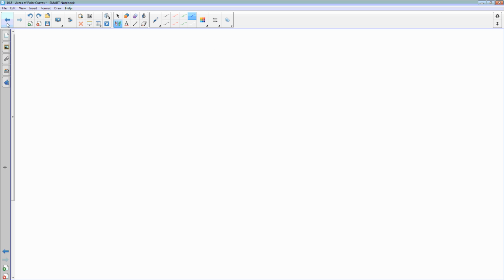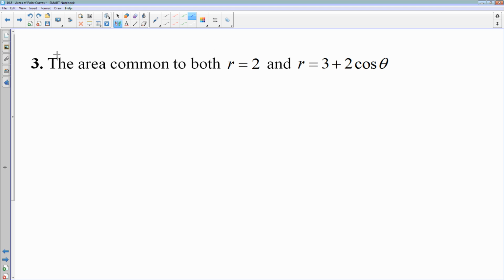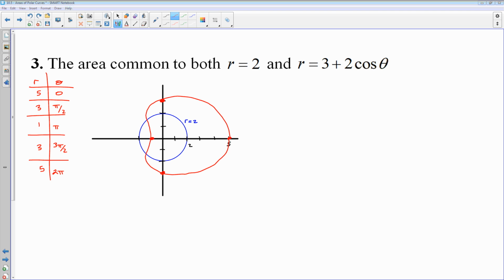I think I only have one more problem. Yeah, this is the last problem. I give you 2 graphs, and I want you to find the area common to both r equals 2 and r equals 3 plus 2 cosine theta. So I'm going to graph those real quick. All right, there's the graph. Told you it would be quick. And I want the area common to both of these.